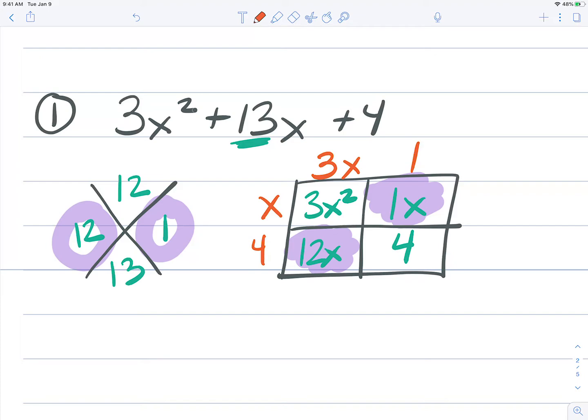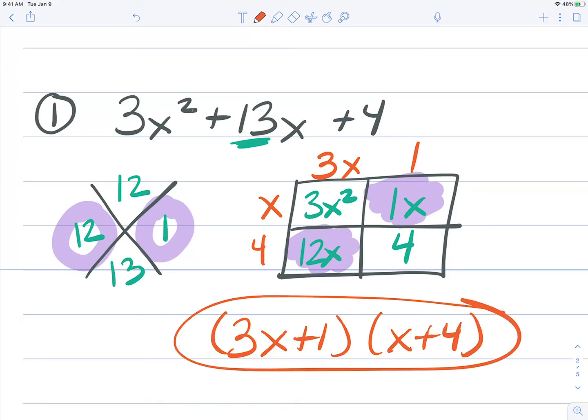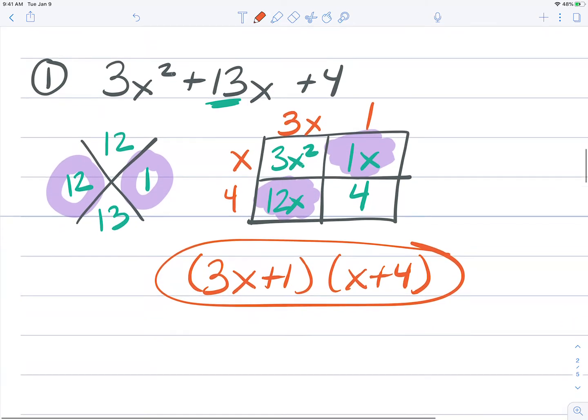So if you look at the outside, that means that we multiplied 3x plus 1 by x plus 4. And that is your factored answer for problem number 1. Let's try 2 more of them.